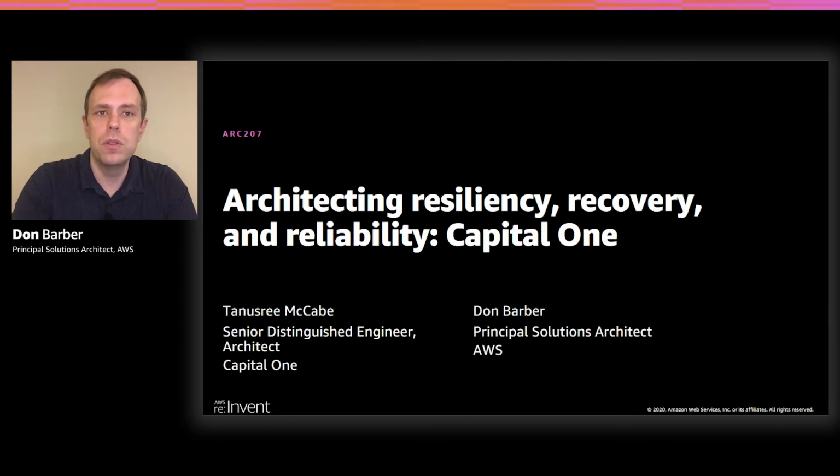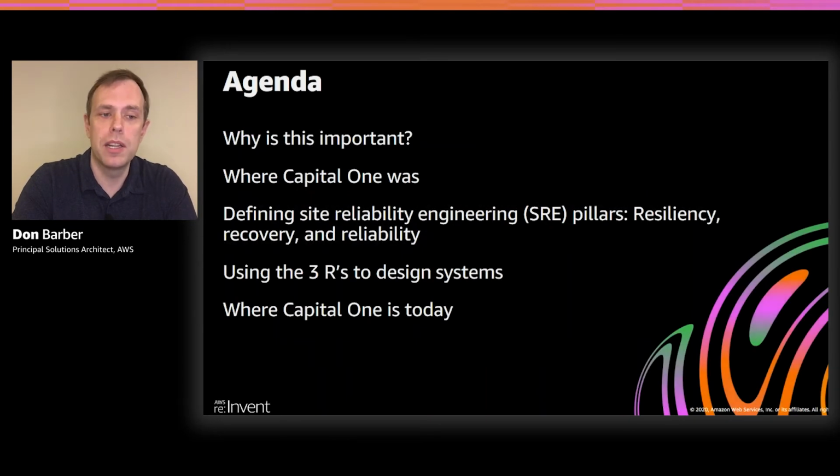But first, what we'll do is go over what we're talking about today. First off, why is this important? Why is this such an important topic area that everyone's talking about? Where Capital One was before they started thinking in this type of methodology. Then we're going to go into what those different pillars for site reliability engineering are, and how to use those pillars to actually design reliable systems. And finally, what Capital One was able to get to using all that information.